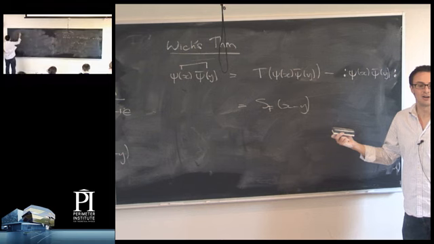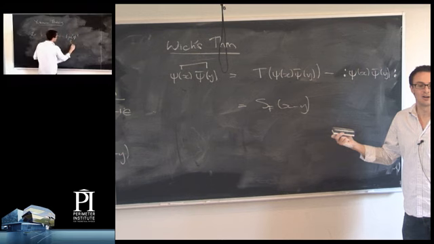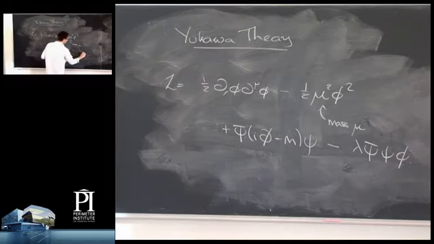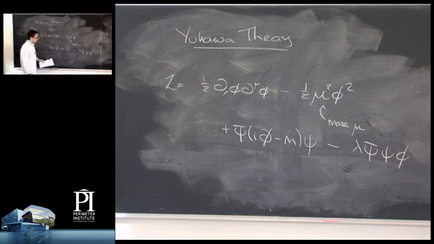So the theory we're going to consider is Yukawa theory. It's going to be a single real scalar field, and I'm going to call the mass mu. And then I'm going to add to this a Dirac fermion whose mass is m, and this interaction.